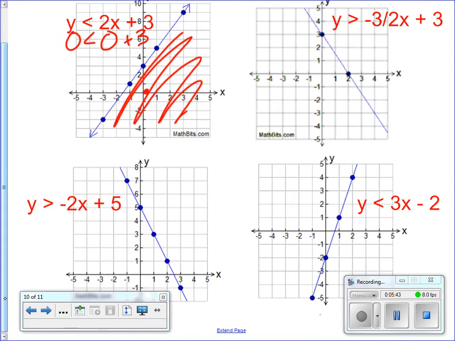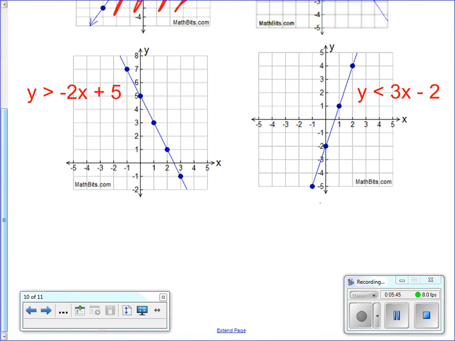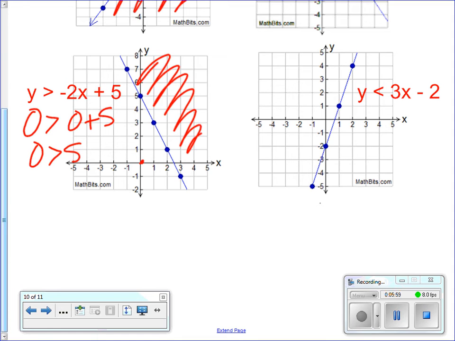Y is greater than negative 2x plus 5. I'll plug in my 0, 0. 0 is greater than 0 plus 5. So 0 is greater than 5. Is 0 greater than 5? No. So that means my shading is above.